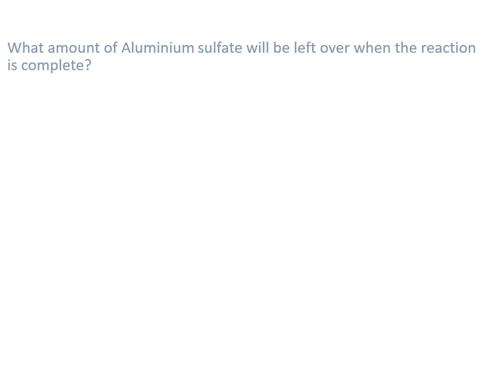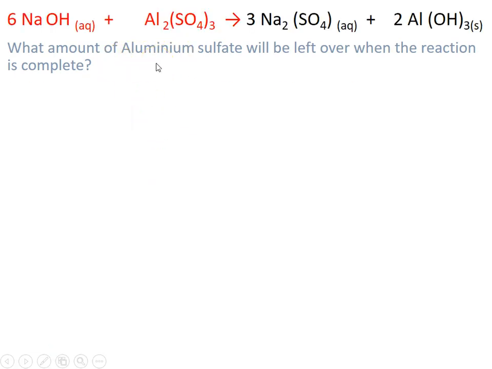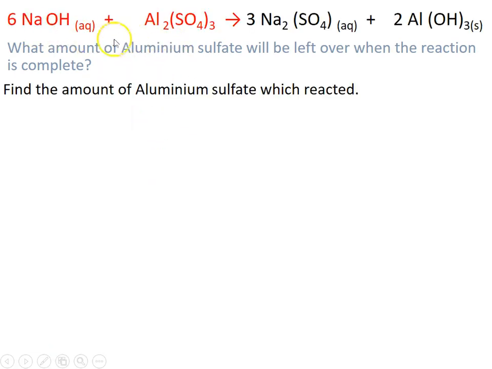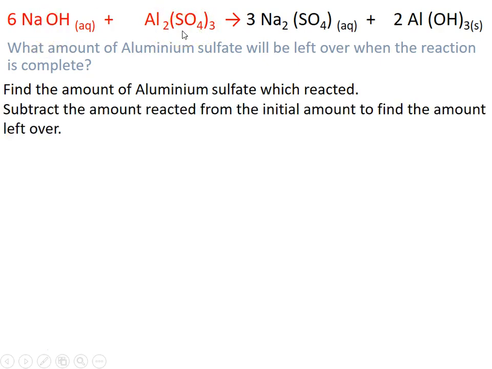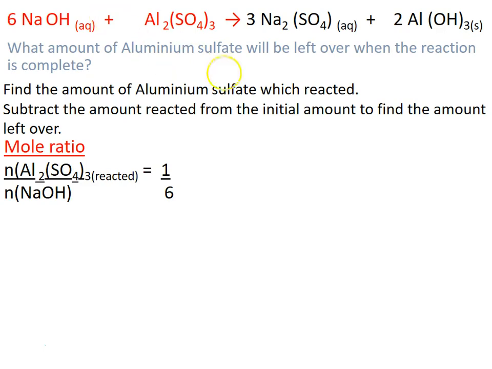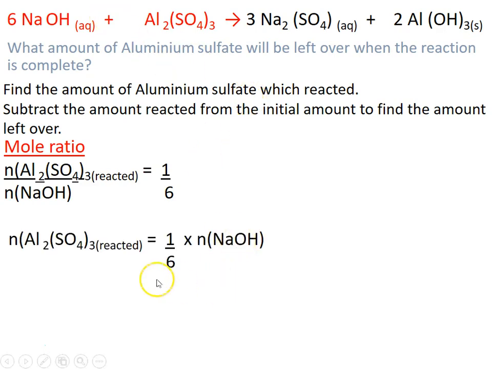Okay, what amount of aluminium sulfate will be left over when the reaction is complete? So how much of this is in excess? You do a ratio between this and this, so all of that's going to be used up. You need to know how much of that reacted to start with, and then subtract the amount from what you started with. The ratio between these two is 1:6, so the number of moles of aluminium sulfate that reacted is 1/6 of the sodium hydroxide, which was all used up. That should be over the top of that.